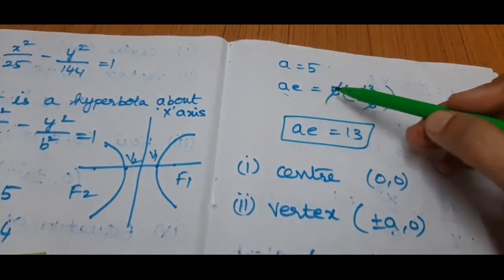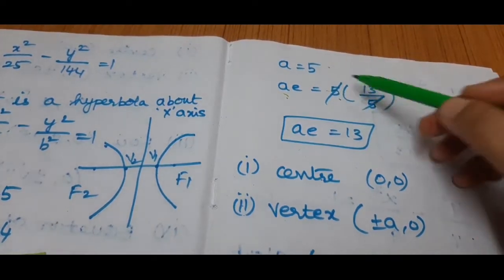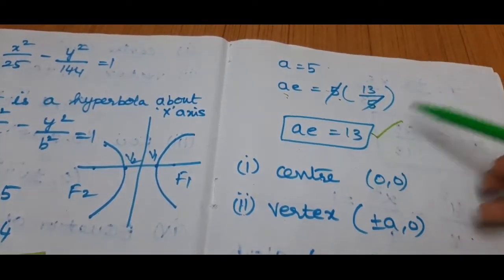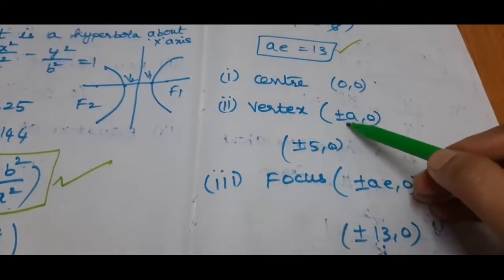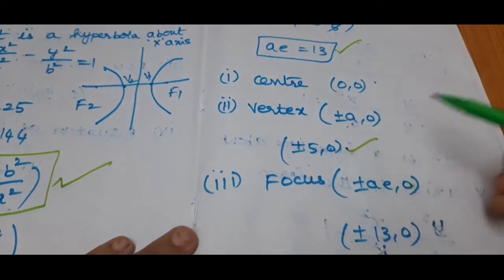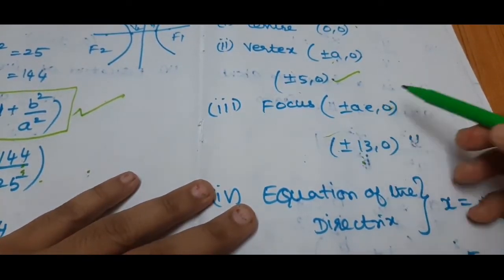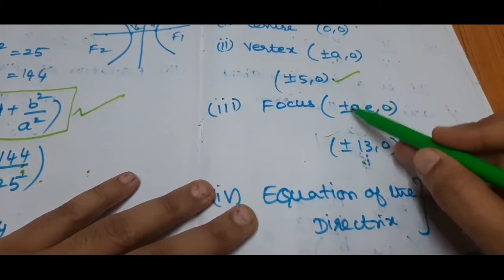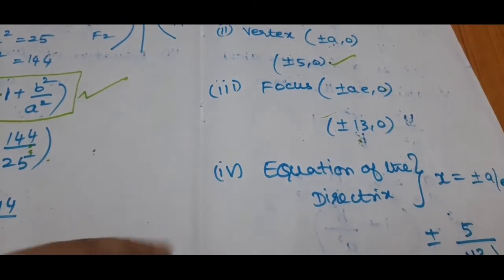ae is equal to, a is 5, e is 13 by 5. So 5 and 5 will be cancelled. ae will be 13. Center is 0, 0. Vertex is plus or minus a comma 0, that is plus or minus 5 comma 0. Foci will be plus or minus ae comma 0, that is plus or minus 13 comma 0.